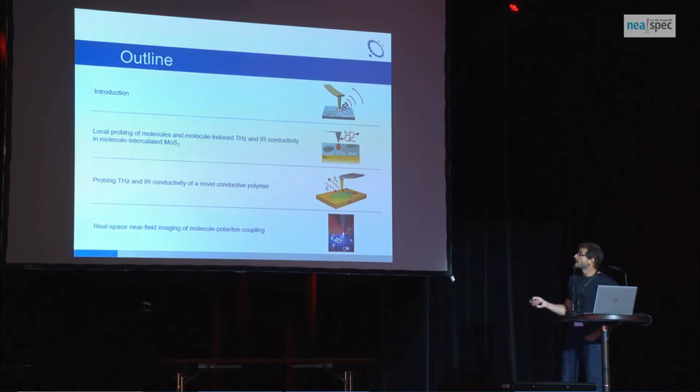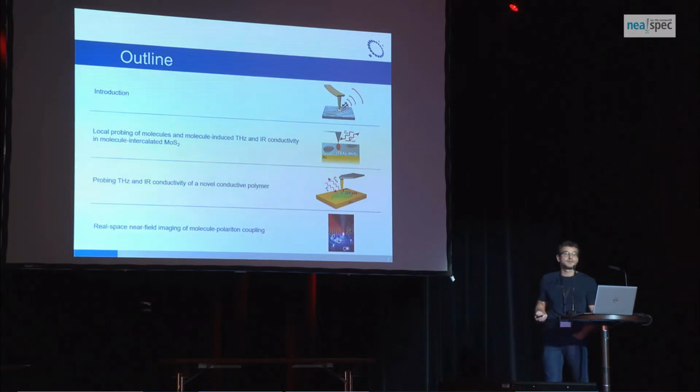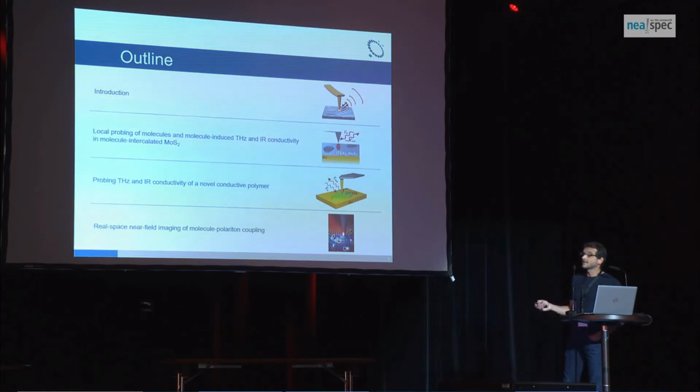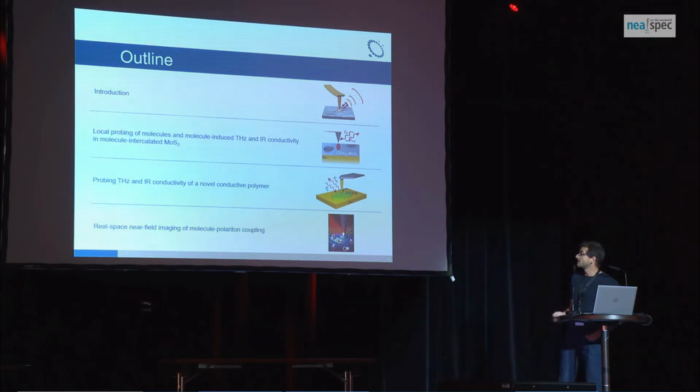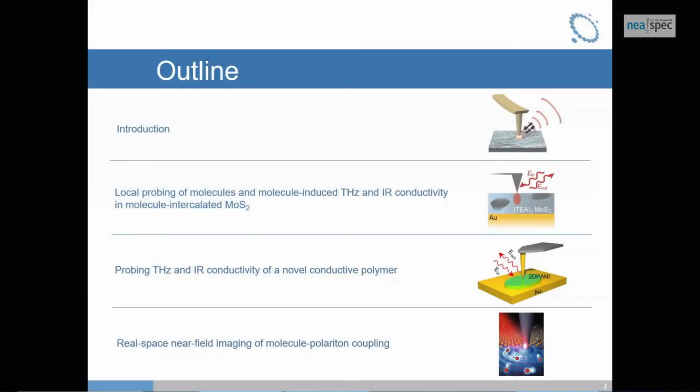What I introduce here, demonstrate a little bit by looking at molecule-intercalated molybdenum disulfide, where we map molecules and conductivity. Then in the second part, a new conducting polymer, where we map the Drude response. And then in the last part, if time is still okay, then I will talk about polaritons and how they interact with molecules. So I try to cover everything a little bit. If I don't manage this one, there's a poster by André Bylinkin. He will talk about the details on this.